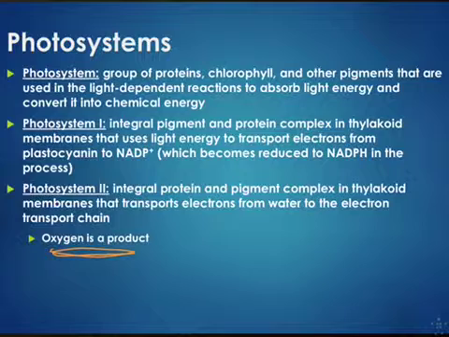So remember, what do we need for photosynthesis? You need carbon dioxide and you need water. So in photosystem 2 is where that water gets used. And then what is a product of photosynthesis? Oxygen. So in photosystem 2 is where that excess oxygen gets produced and then released back into the environment.